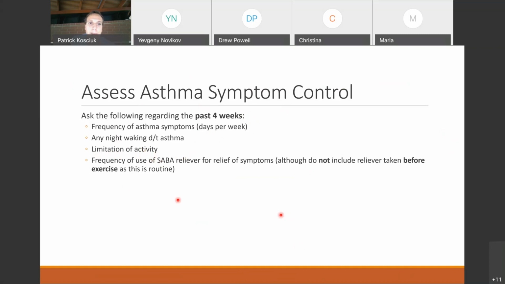Notably, when you are documenting how often someone's using their rescue inhaler, some patients will use it preemptively before they do exercise, because exercise-induced bronchoconstriction is part of asthma oftentimes. So you typically don't include the number of times they use it if they schedule it before exercise, or at least if you ask them to schedule it before exercise. That doesn't necessarily say that it's a rescue use. It is a preemptive use, just to know.